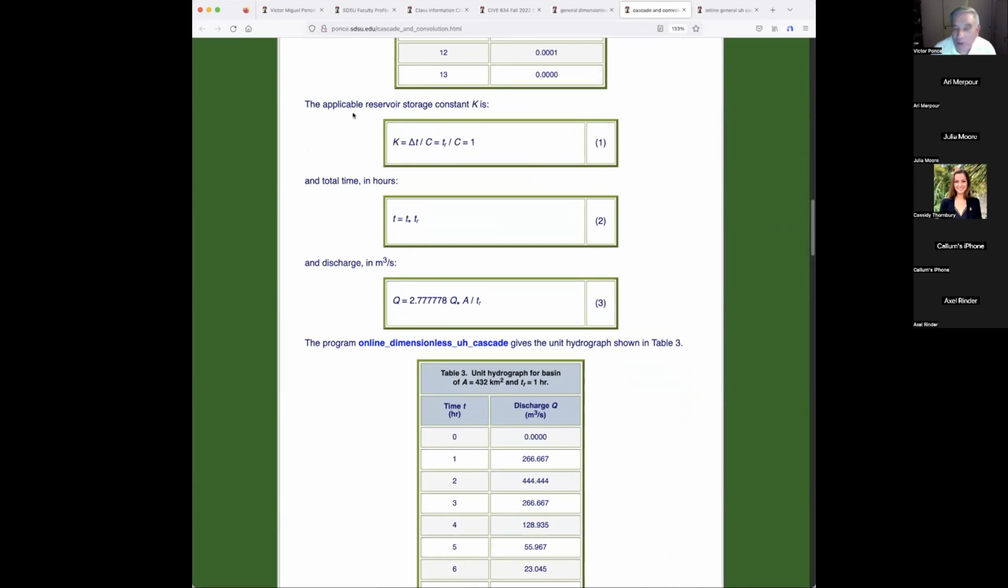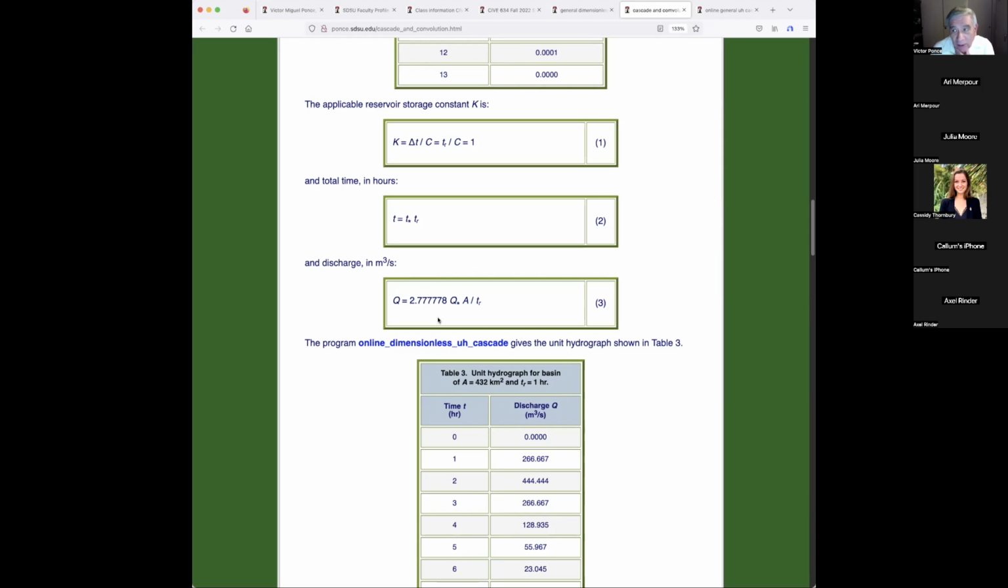The applicable reservoir storage constant, K, is delta T over C by definition. And since C is equal to 1 and T sub R is equal to 1, then K is equal to 1 also. Delta T over C: C is equal to 1, delta T equal to 1, K is equal to 1. And the total time in hours is T star, which is the dimensionless value, times the T sub R. That's the way we constructed the GDUH. And the discharge, this is a discharge that allowed us to construct the DDUH also.